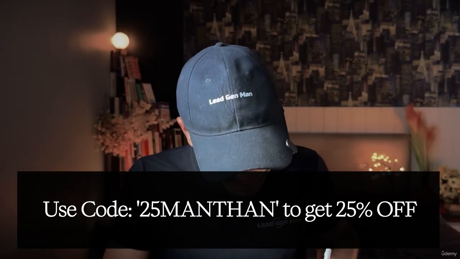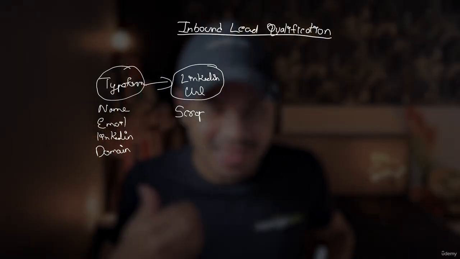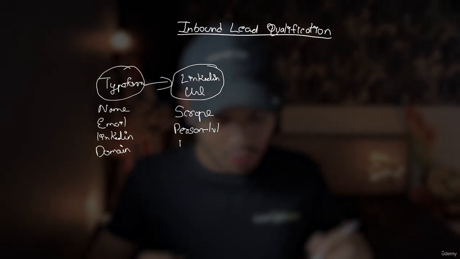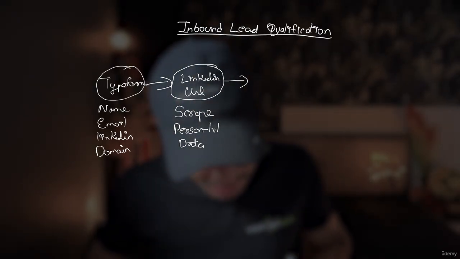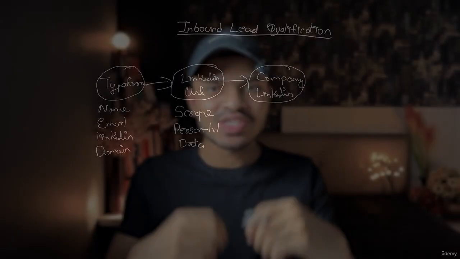Alright, so coming back to the point, here we will have all the personal level data that we need. Then what we want to do is enrich the company LinkedIn URL. Again, we are going to use Apify for that. From the company LinkedIn, we can source the number of employees, their industry, their about us page, and we can feed all of this data to our AI agent.